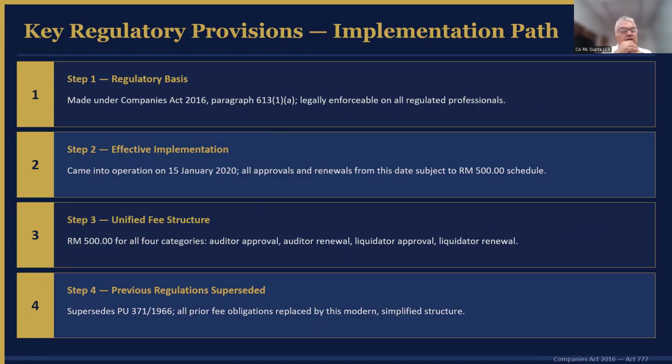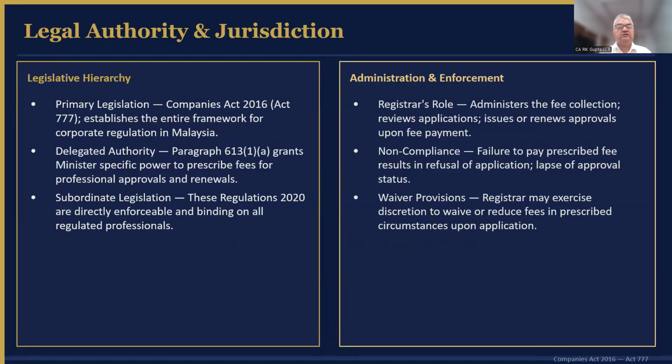Implementation path. Regulatory basis: these were made under the Companies Act 2016, paragraph 613(1)(a), and were made legally enforceable on all regulated professionals. They came into operation on 15th January 2020, and all approvals and renewals from this date are subject to the 500 ringgits schedule. Unified fee structure: 500 ringgits for all four categories: auditor approval, auditor renewal, liquidator approval, liquidator renewal. The previous regulations of 1966 were superseded, and all prior fee obligations are replaced by this modern simplified structure.